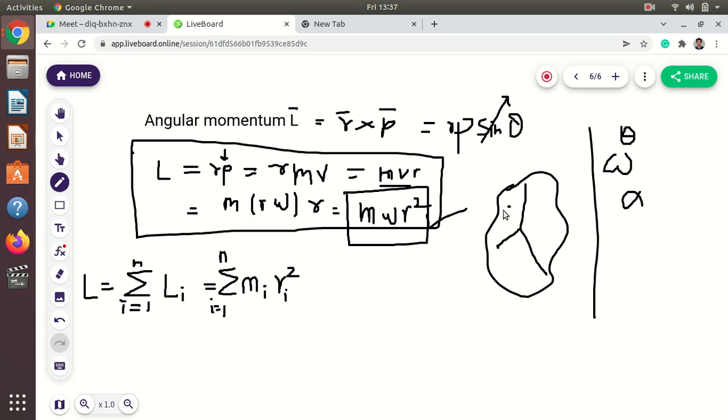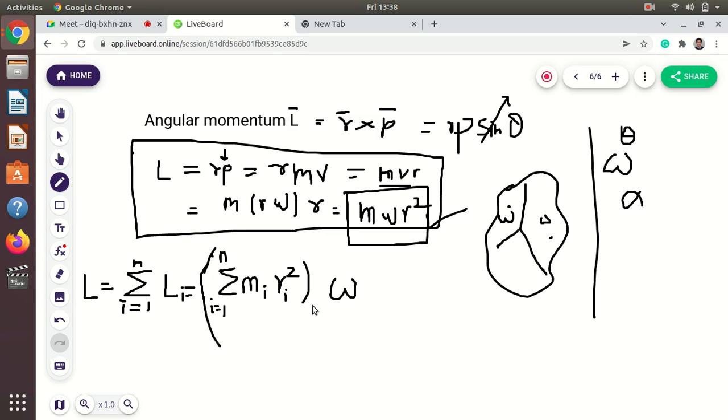If this particle has angular speed omega, then the other particle will also have angular speed omega, right? So omega is not going to change. Therefore, we can take this omega outside the bracket. So this is omega. We are considering that omega is constant for all the particles.